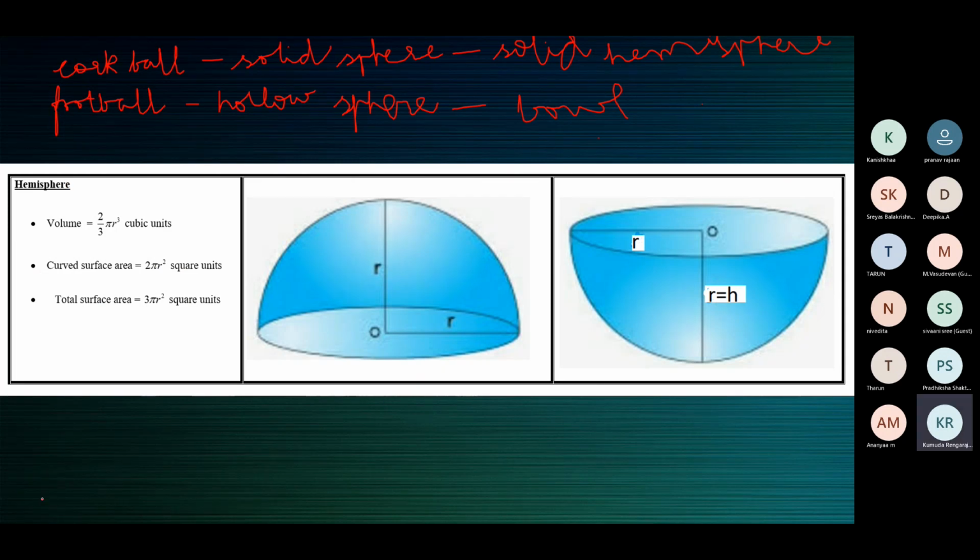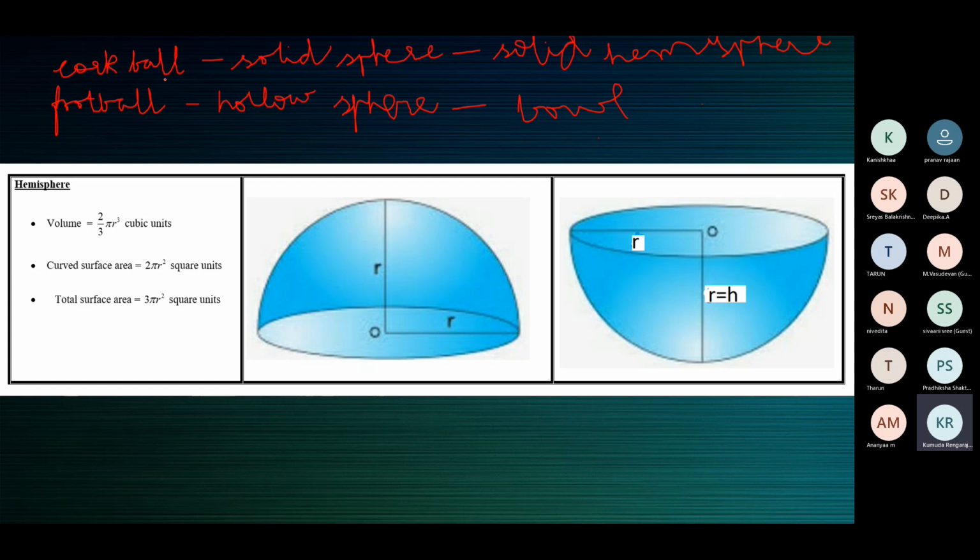So I was telling you about a cork ball and a football. A cork ball: inside also, the material is filled. It's a tight one. There is no air inside. A cork ball is an example of a solid sphere, because inside also there is no air. It's filled with that material inside.